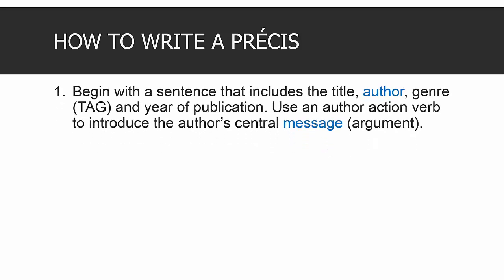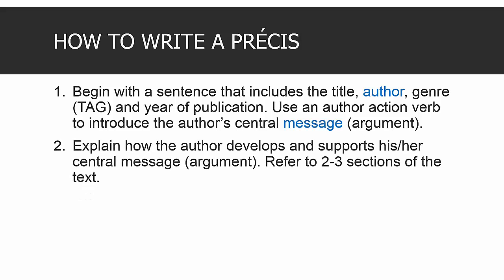To write a Precis, the very first part should be about 1 sentence long, and you start it with the title, author, genre, your publication. You use an author action verb to introduce the author's central message. The words I have highlighted in blue, author and message, are things that you can find on the rhetorical triad. So once you've completed your rhetorical triad, you're just taking the information from there and putting it in paragraph form. So that's the first part of a Precis, and we'll see an example in just a minute. This is just the steps for how to do it.